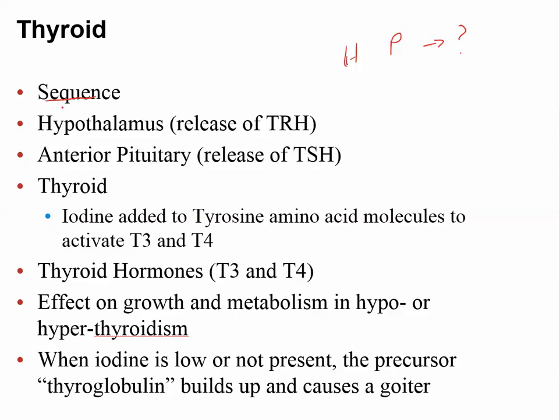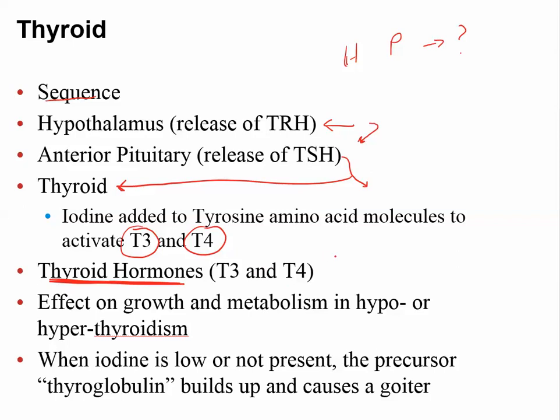So the hypothalamus releases thyroid-releasing hormone. That activates the pituitary endocrine glands, which then release TSH, or thyroid stimulating hormone. The thyroid stimulating hormone activates the thyroid gland, which will produce T3 and T4, which are the active thyroid hormones. And then those will go off and have an effect on their target cells, wherever they are. Okay?